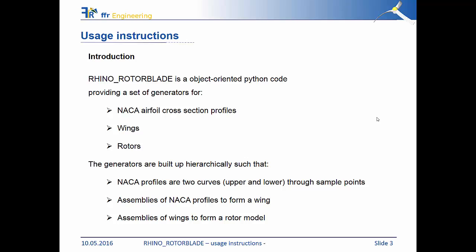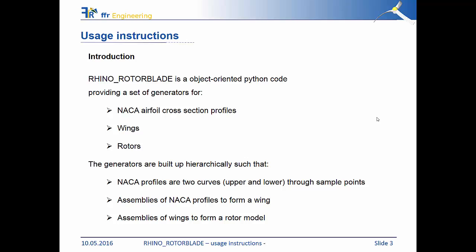So let's come back to Rhino rotor blade. As I said, this is a Python code. It's actually an object-oriented Python code with modules and real data structures. There are mainly three generators at the moment, a so-called cross-section profile generator, mainly for NACA profiles. You should be familiar with the term NACA. These are basically the profiles used for many wing shapes. And out of those, wings and rotors can also be generated using our extension.